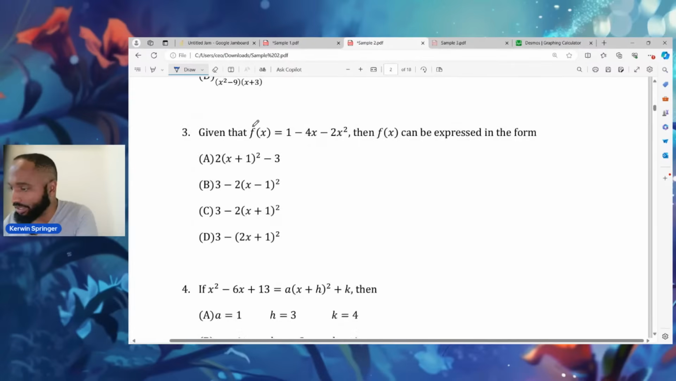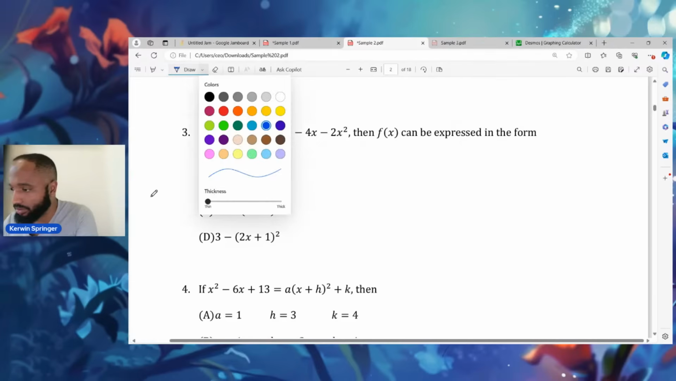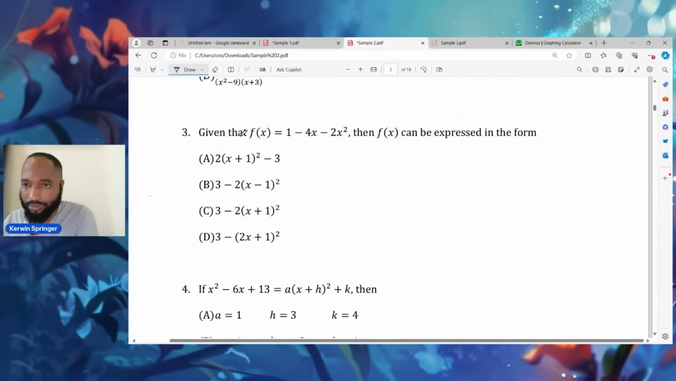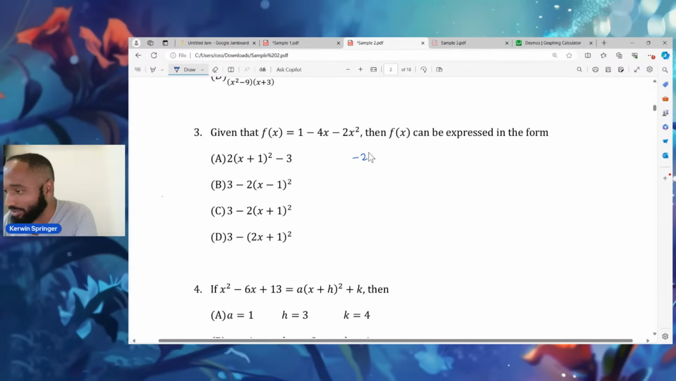Given that f of x is this, then f of x can be expressed in the form... Oh, they want me to complete the square. It takes me a little while to see that, but I'm slowing down. There are a few ways to complete the square. Whatever floats your boat, you can even use your calculator to complete the square.